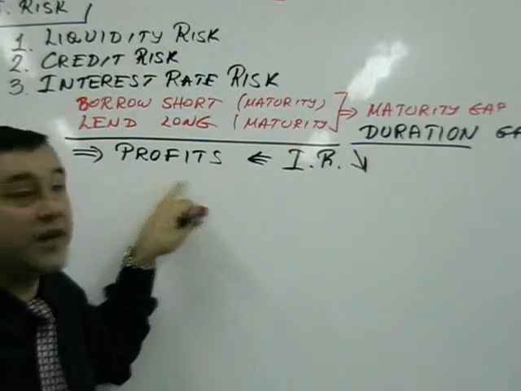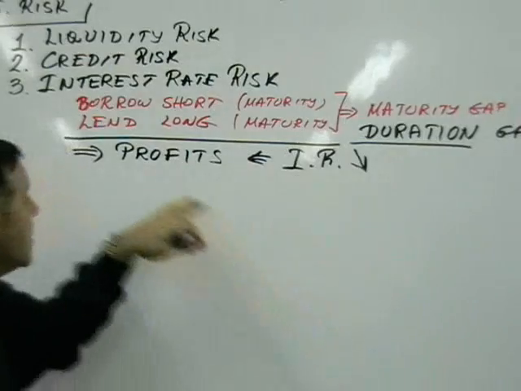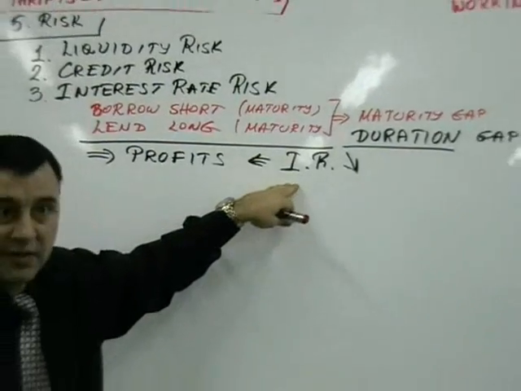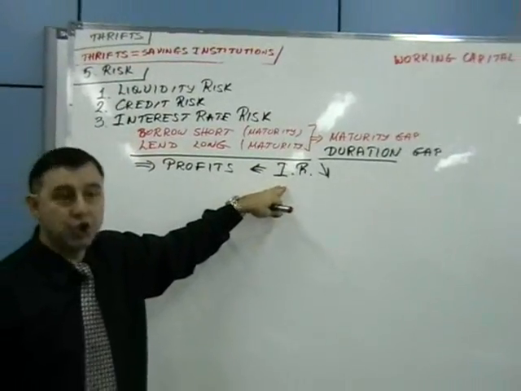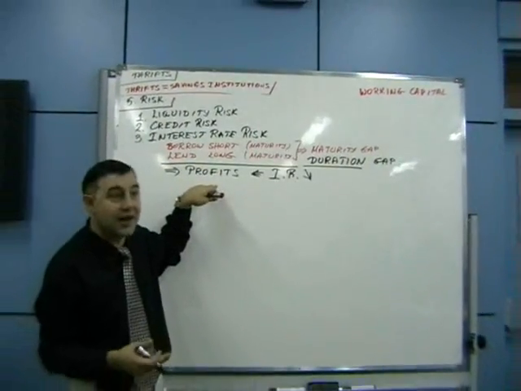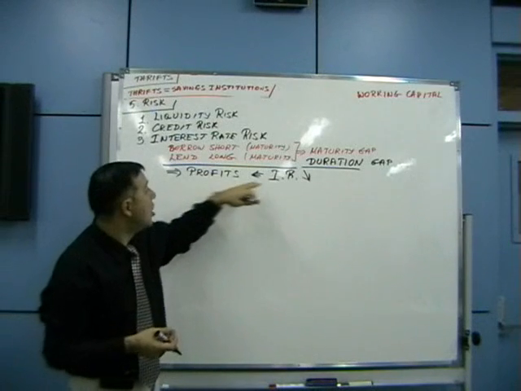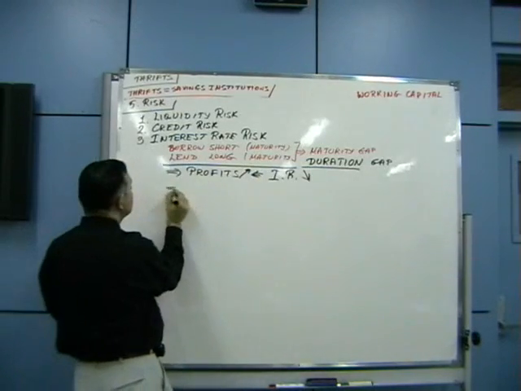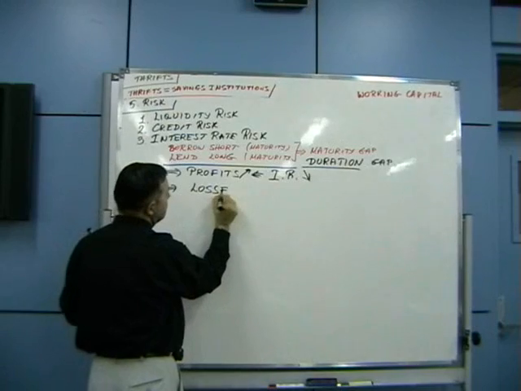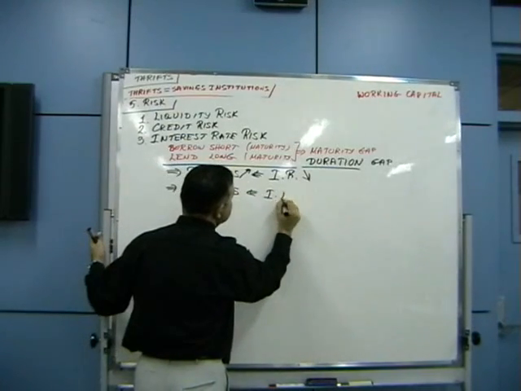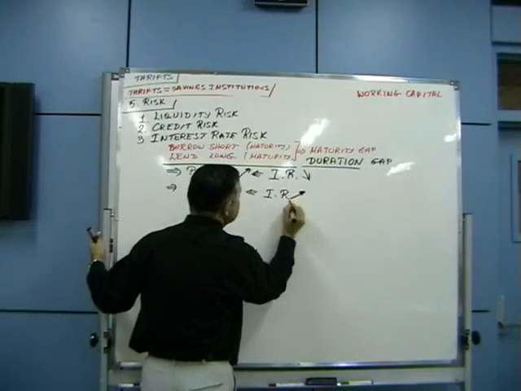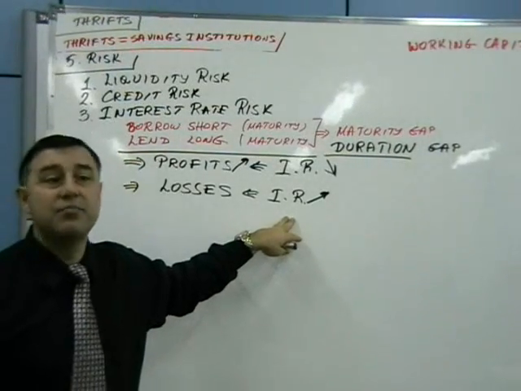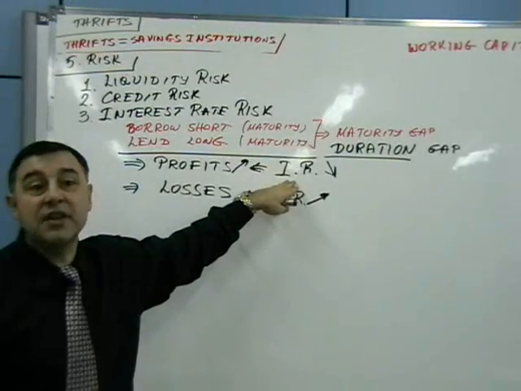There are two equivalent ways to think about it. The simplest way is you borrowed at 5%, you lent at 10%, so certain profits. When interest rates go down, you borrow at 2%, but you still lent at 10% because you lent a 30-year fixed interest mortgage. So when interest goes down, profits increase, and it results in losses when interest rates rise. Usually banks and financial institutions are highly profitable during an environment of falling interest rates.